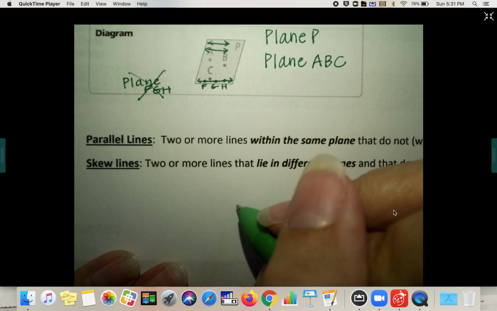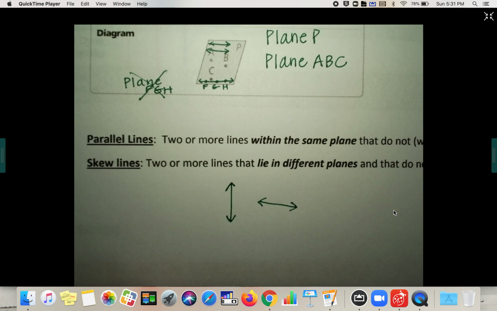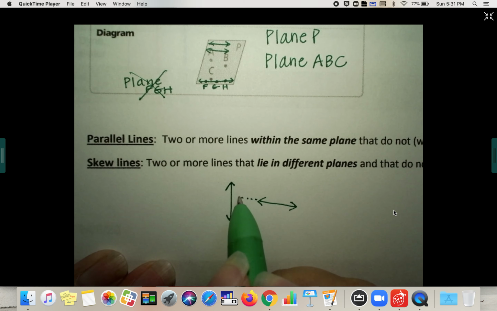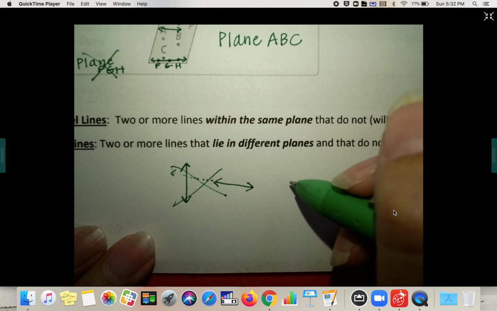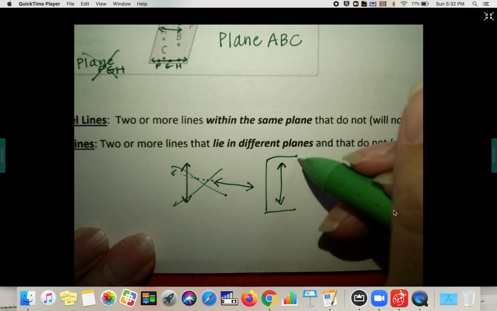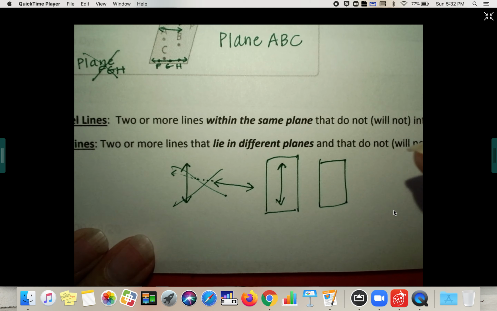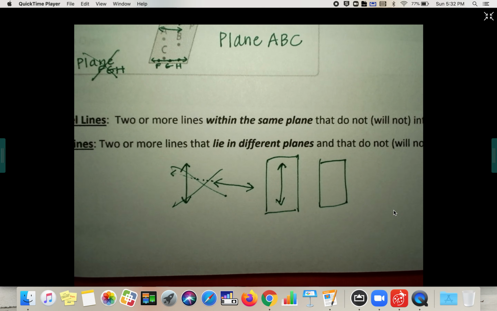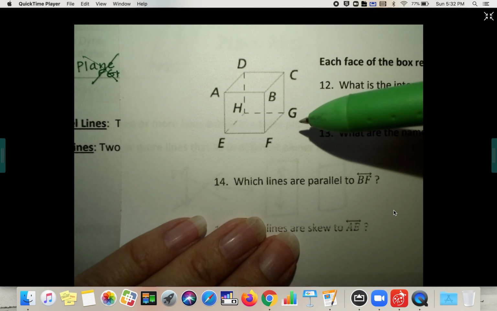So a lot of people think, oh, it would be just one line going this way and one line going this way. However, if this one at some point would intersect, these would not be considered skew. So what we're talking about here is either a line in one plane and a line in another plane that it's really hard for me to draw three-dimensionally. In fact, I'm going to try to show you with this box that's going to come later in your notes.